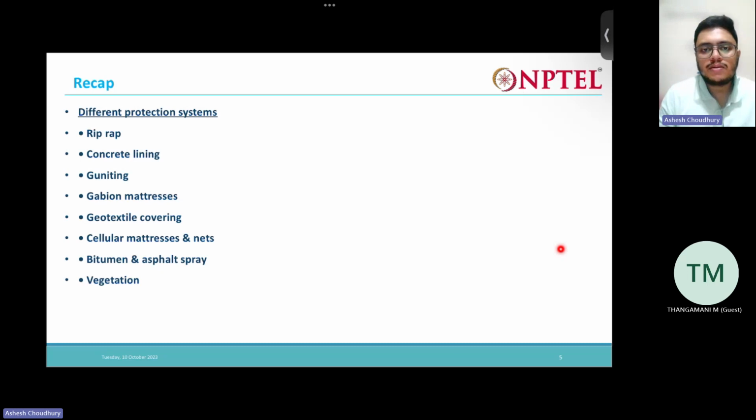So what are the different protection systems that we may employ to prevent erosion? One is riprap. What is riprap? Let me just see if I can share it.